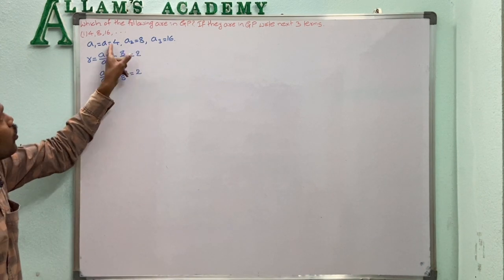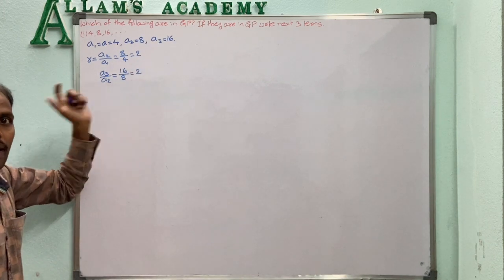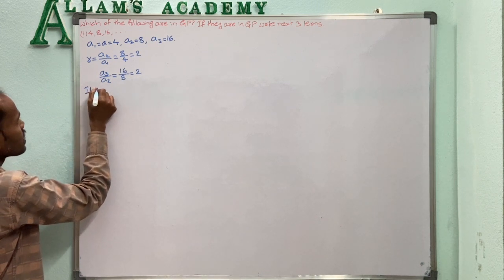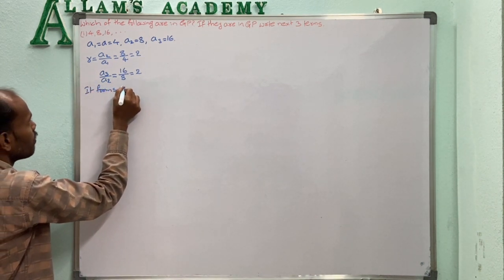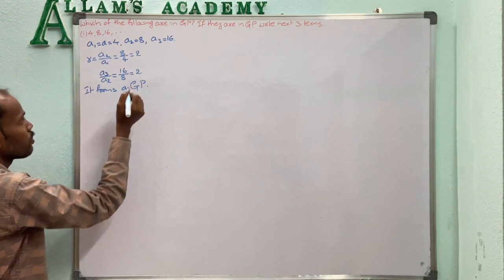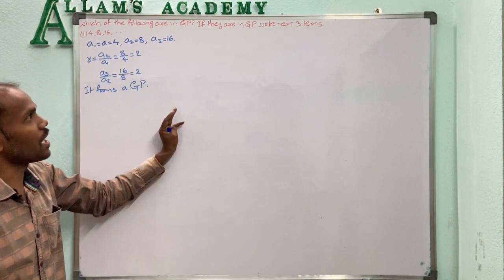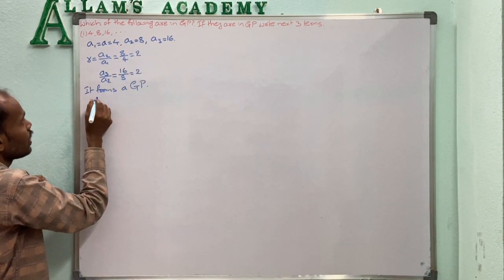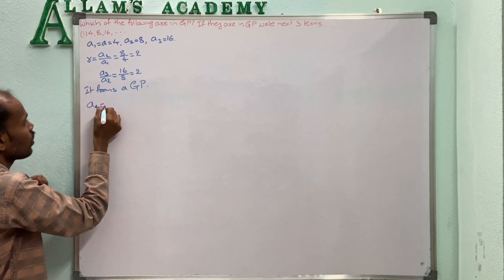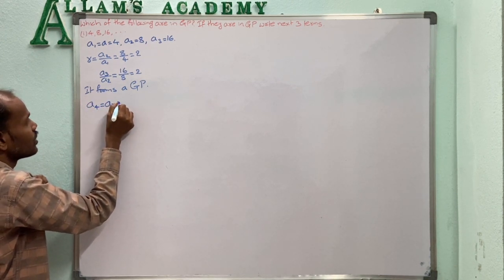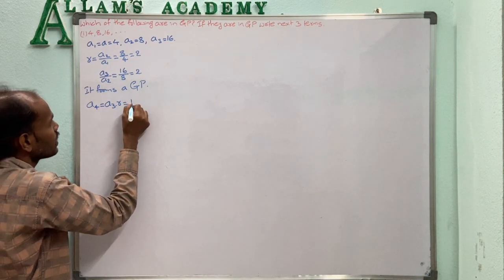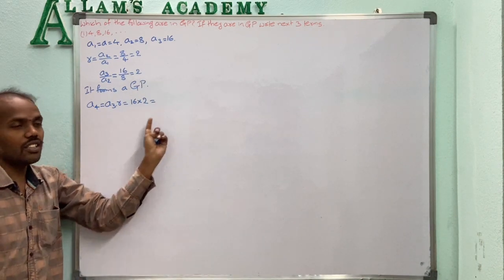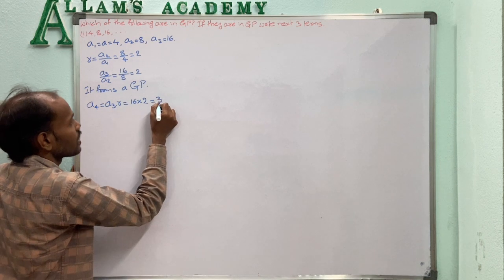So in these two ratios we get the same value. Here the common ratio is the same, so the given list of numbers forms a geometric progression. Now we have to find the next three terms. The fourth term a4 is equal to a3 into r. The third term a3 is 16 into r, that is 2, the common ratio. So 16 twos are 32.